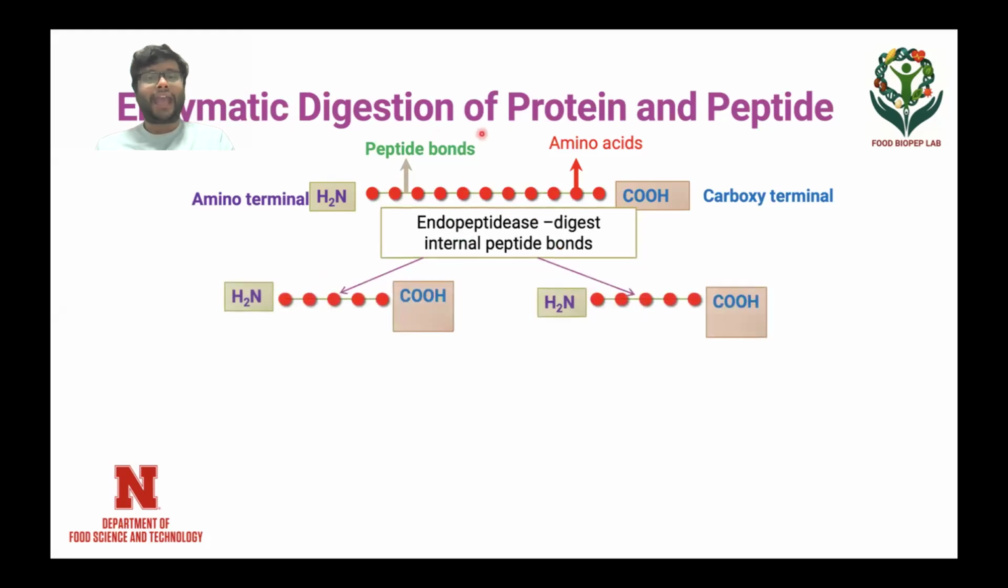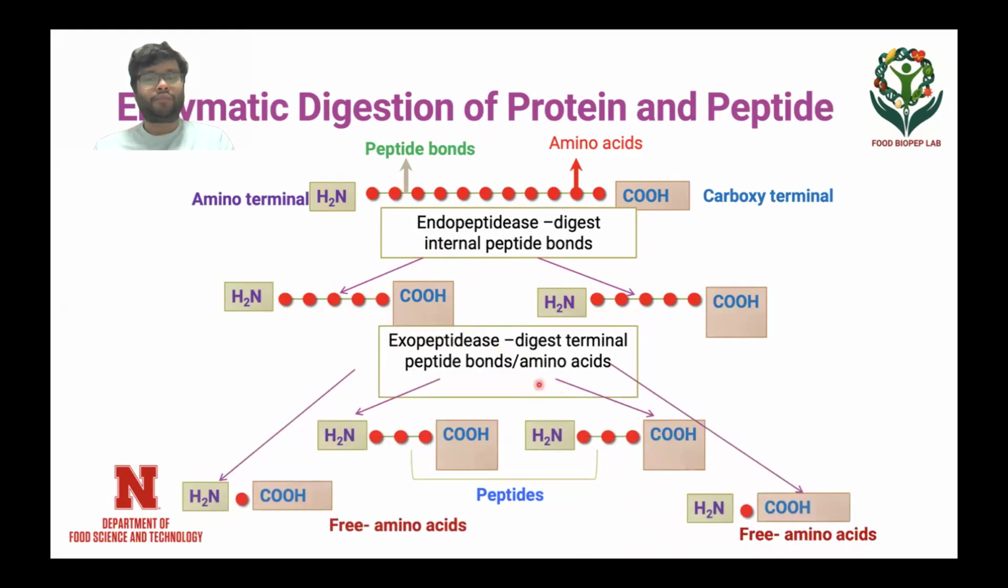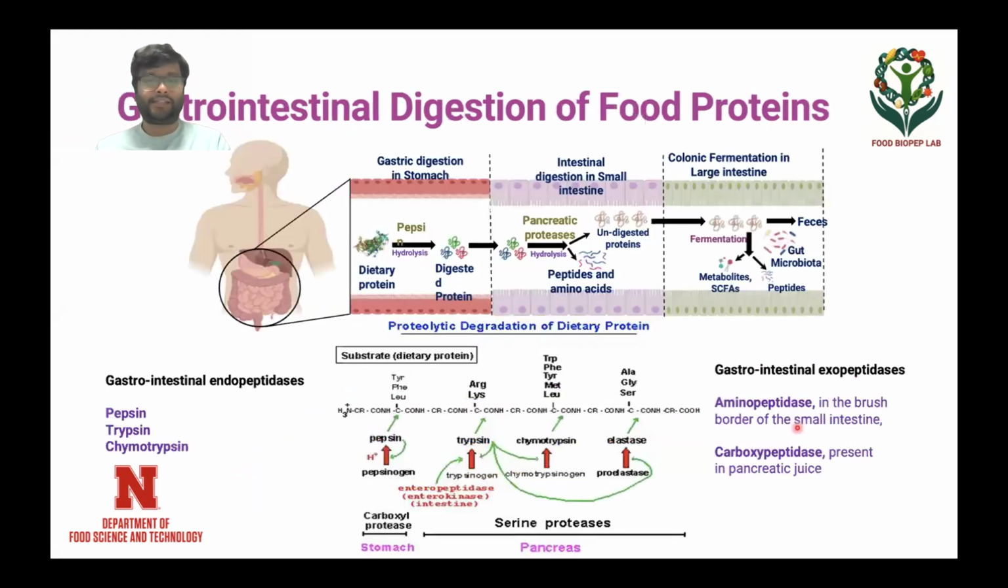Now, an endopeptidase digests the internal peptide bonds. Also, this one, like this, will digest the internal peptide bond. Whereas the exopeptidases digest the peptide bonds from the terminus. So it will break the bond up here, break the bond up here. After that, they will produce peptides and free amino acids. So you will have smaller peptides, whatever size they were, and then we have free amino acids.